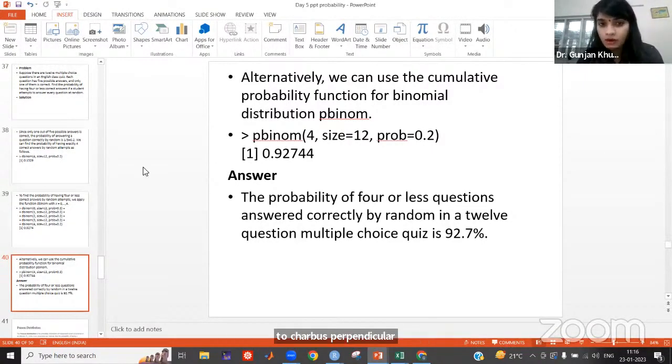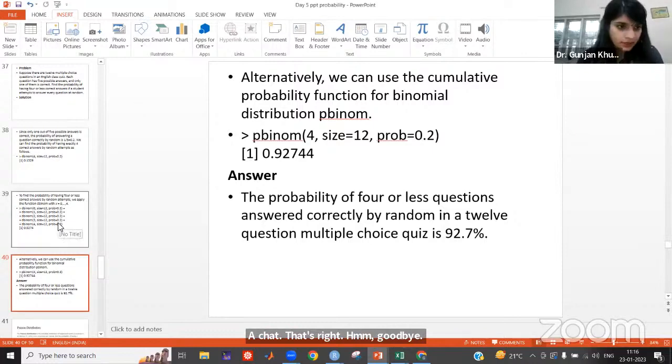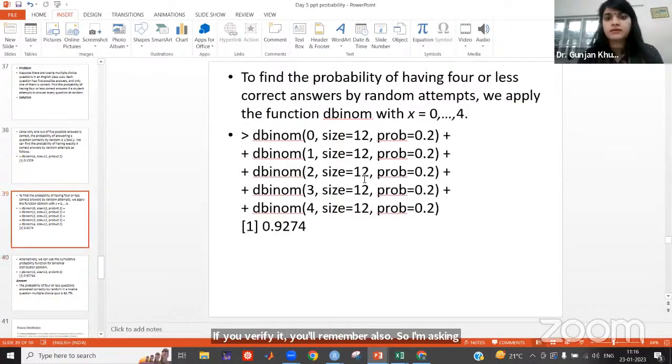Now the P.G.D.A.V that we used is for cumulative, right? That's why I'm asking you to verify it through D.G.D.A.V. If you verify it, you'll remember P.G.D.A.V also. So I'm asking you to please do this calculation. D.G.D.A.V 0 plus D.G.D.A.V. You don't need to write size and prob word if it's time consuming to write all the time. You can write comma 12 comma 0.2 and copy paste it.